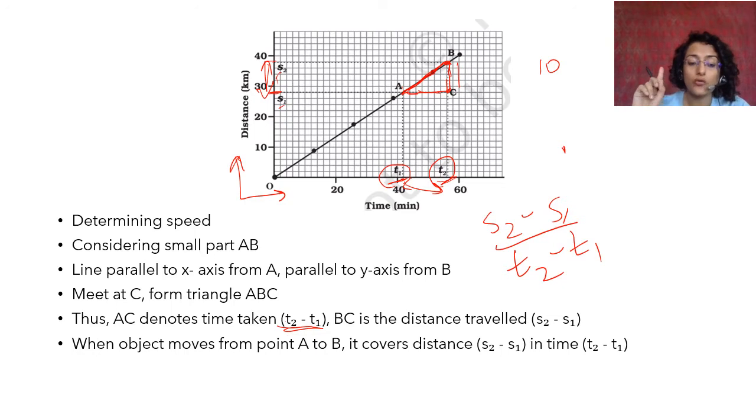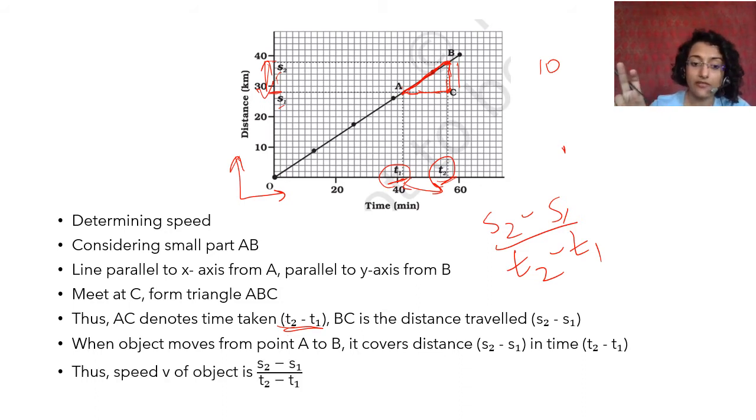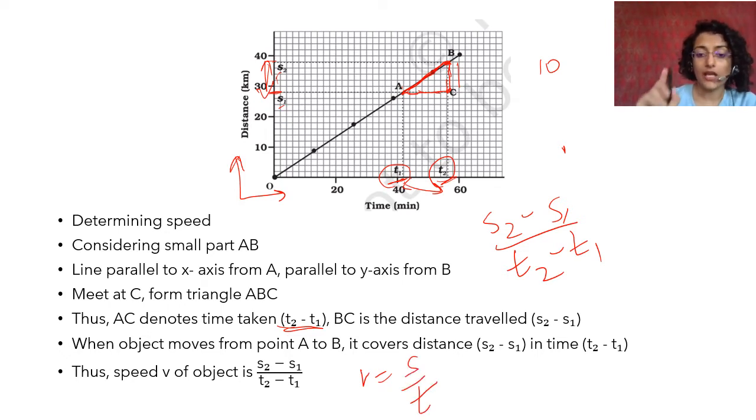So when an object moves from point A to B, it covers distance S2 minus S1 in time T2 minus T1. Therefore, speed is S2 minus S1 upon T2 minus T1. How? Because velocity is equal to distance upon time. We know this. The distance traveled is S2 minus S1 and the time taken is T2 minus T1, right? So this is the velocity and this is how you can find it. All right.